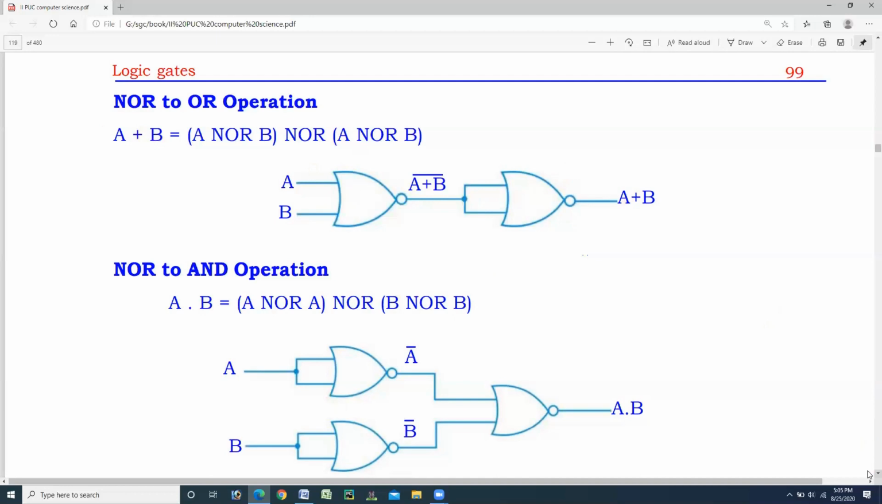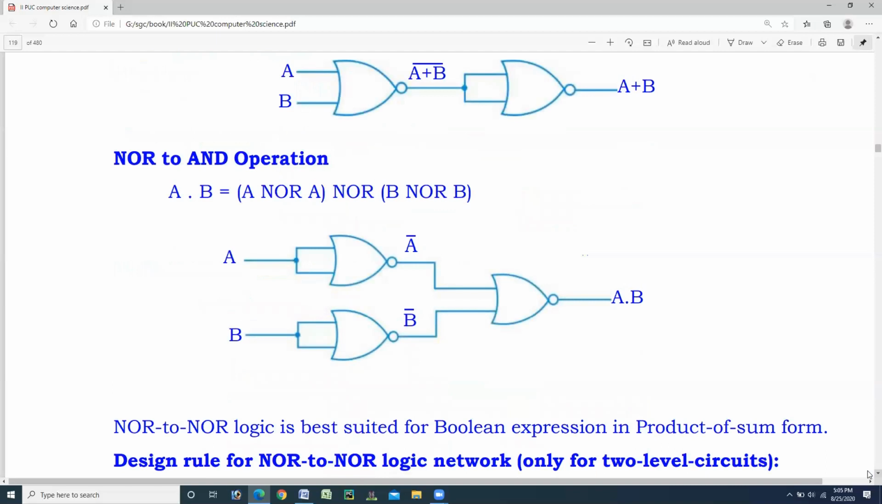Then third one. Same as what you did in the NAND case, same thing you're taking. Now, from the NOR, NOT is over, OR is over, what is remaining is AND. So lastly we are going with NOR to AND operation. A dot B equals (A NOR A) NOR (B NOR B). We are using 3 NOR logic symbols to prove NOR to AND. Using NOR, you can design an AND gate by using 3 logic symbols.